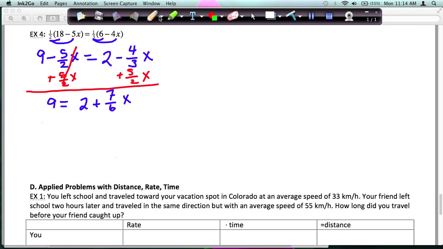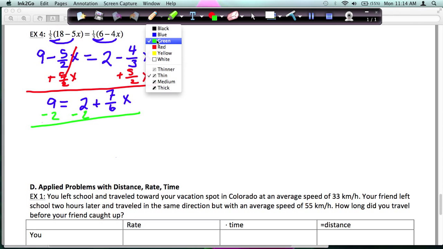Okay, next step, we want to move that term that does not have a variable attached to it, that's next to the variable term. That's a positive 2, so I'm going to subtract 2 from both sides of my equal sign. And when I do that, 9 minus 2 is 7 equals 7/6 x.